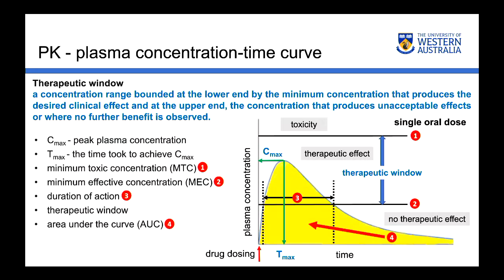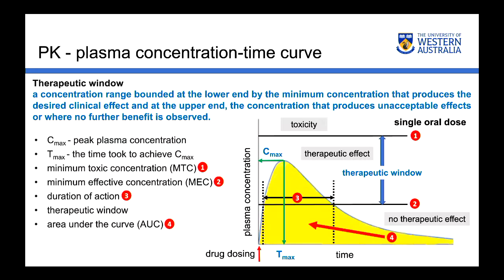Now from here, this plasma concentration time curve will also give you some other important parameters. First is Cmax, the peak plasma concentration a drug can achieve. And the time point by which this peak plasma concentration is achieved is known as Tmax. Okay, Cmax and Tmax. So in terms of the boundaries of the therapeutic window of a drug, we have the upper boundary that is defined as the minimum toxic concentration, and the lower boundary, the minimum effective concentration.